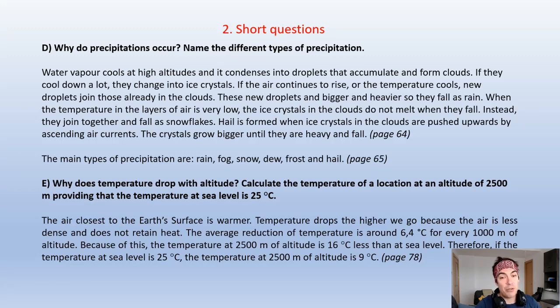Therefore, if the temperature at sea level is 25 degrees centigrade, the temperature at 2,500 meters is going to be 25 minus 16, which is 9 degrees centigrade. You can find this on page 78.